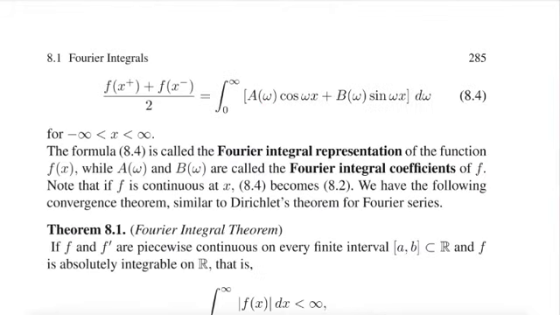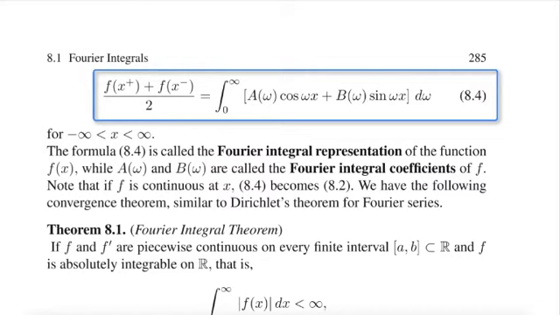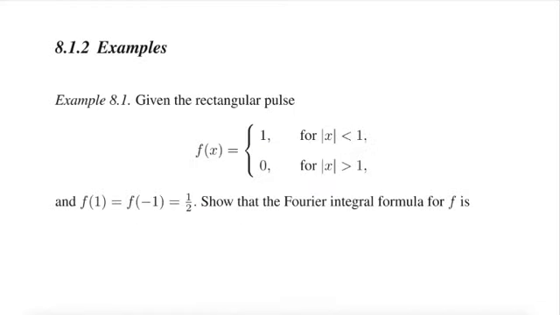If you have jumps, guess what? You jump to the half value. That's the same as for the series. So then here in formula 8.4, we write this down. So f from the right plus f from the left divided by 2, that's the mean value if there's a jump, equals the Fourier integral representation. No surprise here as well.